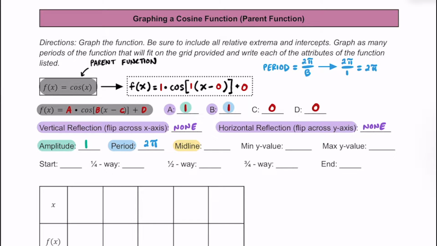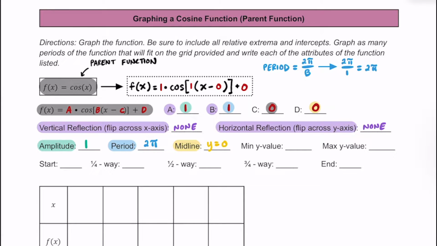Moving on to the midline, this one's actually affected by the value of d, which is going to tell us if we have a vertical translation up or down a certain number of units. In this case, d is equal to 0, so it says that we're not going to be moving up or down at all here. So we're going to say the midline is going to stay along the x-axis, along this horizontal line of y equals 0.